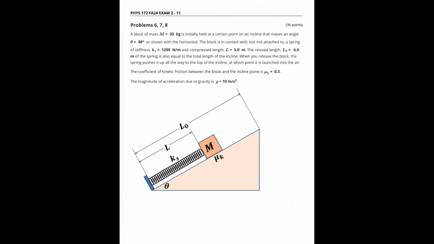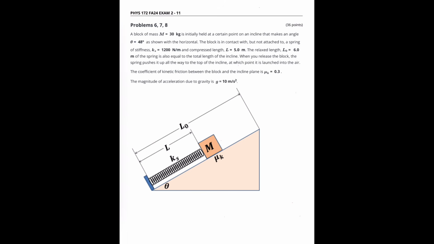Problems 6, 7, and 8 state a block of mass 30 kg is initially held at a certain point on an inclined plane that makes an angle of theta equal to 48 degrees with the horizontal, as shown. The block is in contact with, but not attached to, a spring of stiffness Ks equal to 1,200 newtons per meter, and compressed length L equal to 5.0 meters. The relaxed length L naught equal to 6.0 meters of the spring is also equal to the total length of the incline. When you release the block, the spring pushes it up all the way to the top of the incline, at which point it is launched into the air.